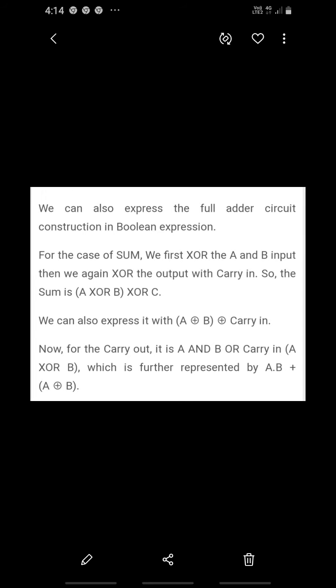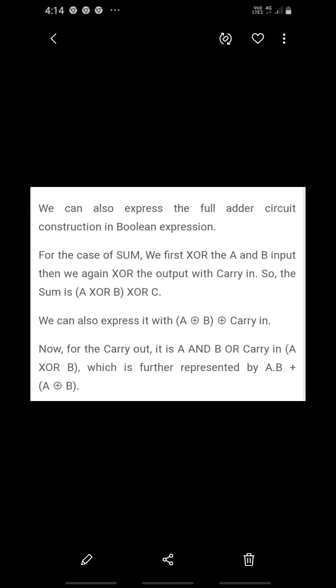Here we can also express the full adder circuit construction in Boolean expression. For the case of a sum, we first XOR the A and B inputs, then we again XOR the output with the carry in, so the sum is A XOR B XOR C. We can also express it as A XOR B XOR C carry in.